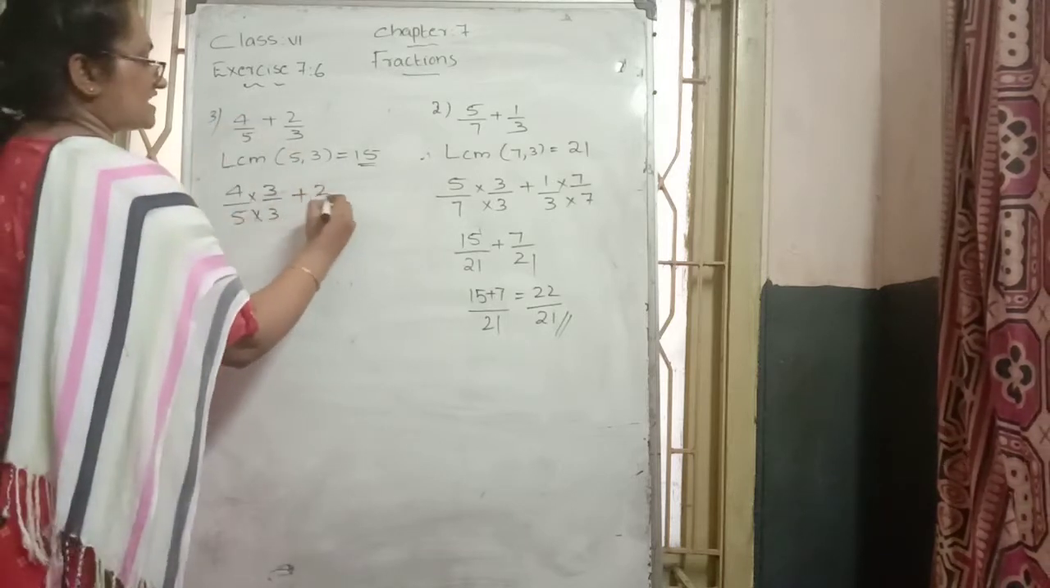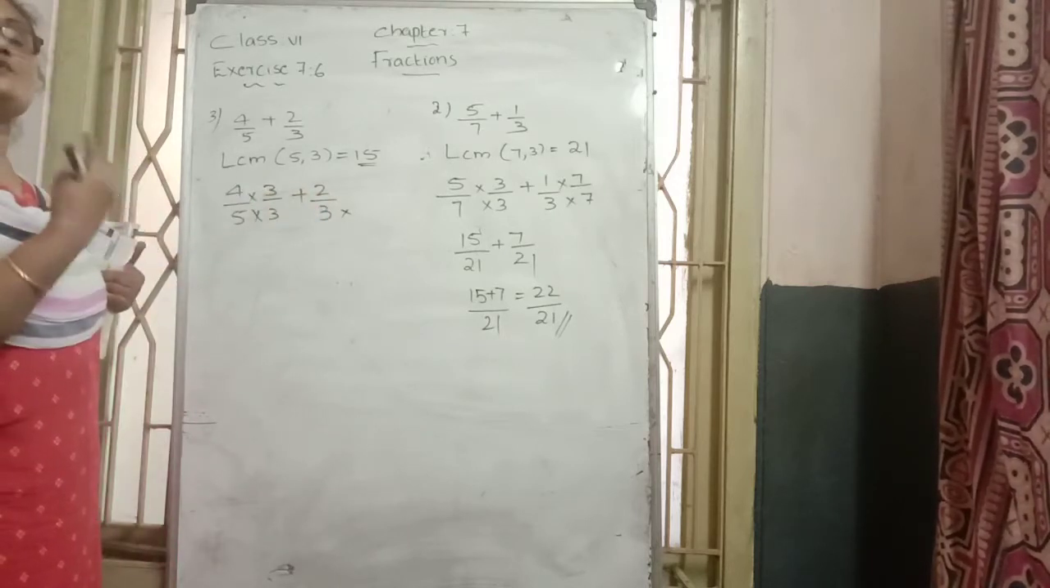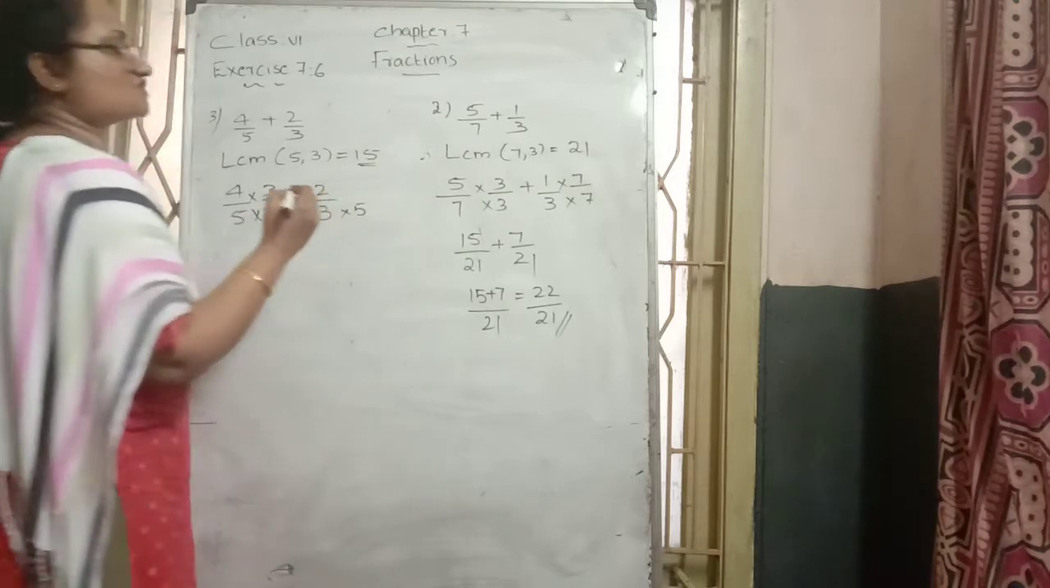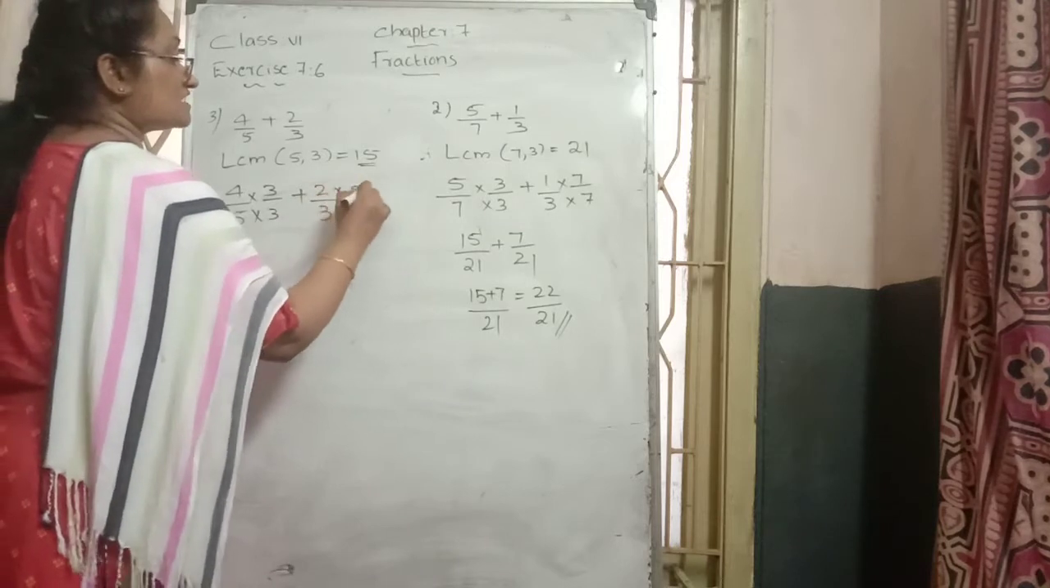Plus 2/3. Here the denominator is 3. How to change 3 into 15? The 3 table gets us to 15: 3 times 5 is 15. So 3 is multiplied by 5 and we get 15. See, here also the same change is made in the numerator.